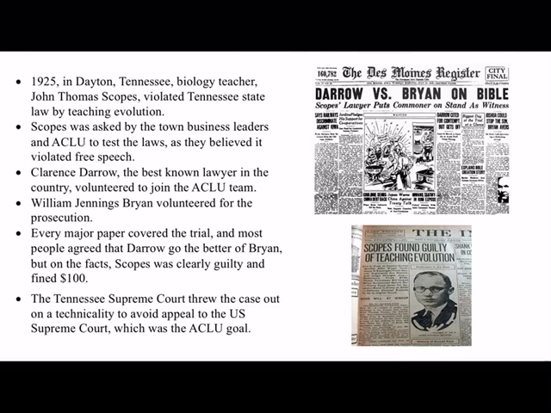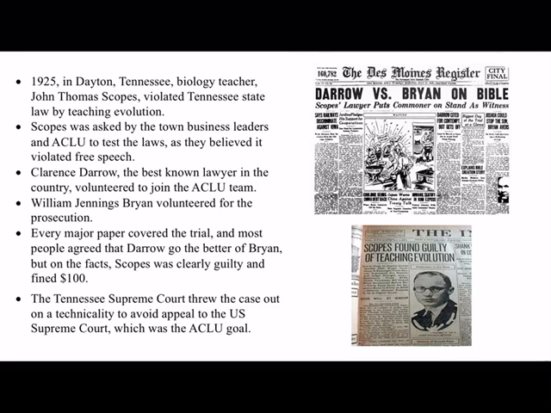So in 1925, in Dayton, Tennessee, high school biology teacher John Thomas Scopes, with support of the American Civil Liberties Union, was going to violate Tennessee state law by teaching evolution. The whole thing was set up because they wanted to challenge the state law and hopefully get it to the Supreme Court, because they believed it violated free speech laws.